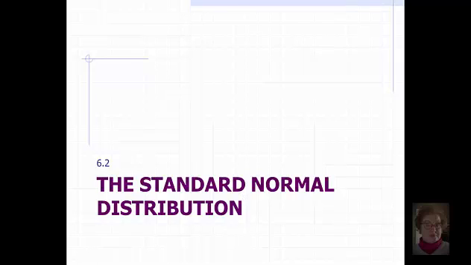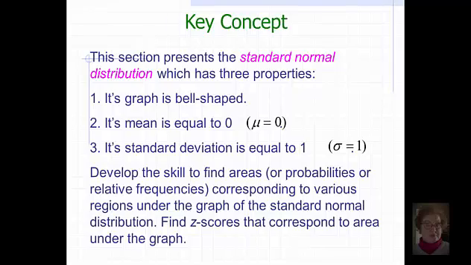Now let's talk about how we're going to use this. So we know that we're going to talk about the standard normal distribution, and I think we've talked about it briefly before. You know that it's a bell-shaped curve. You know that its mean is equal to 0 and its standard deviation is equal to 1. So what we're going to do is develop the skills so that we can use this curve to help us find probabilities. Now, to do that, we need to find z-scores, and we will look at the area under the graph.